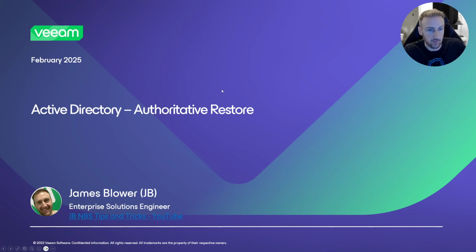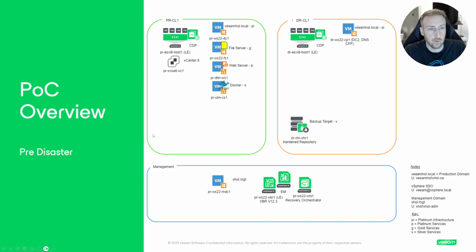So first of all, I've just put some slides together to give you an overview of the lab environment for the POC that I've created. So you can see I've got PR cluster 1, DR cluster 1, and then I've got a separate management domain. So my main production is veeam-whole.local. And then management is vwhole.management, where my VBR Enterprise Manager and Veeam Recovery Orchestrator server VMs are sat.